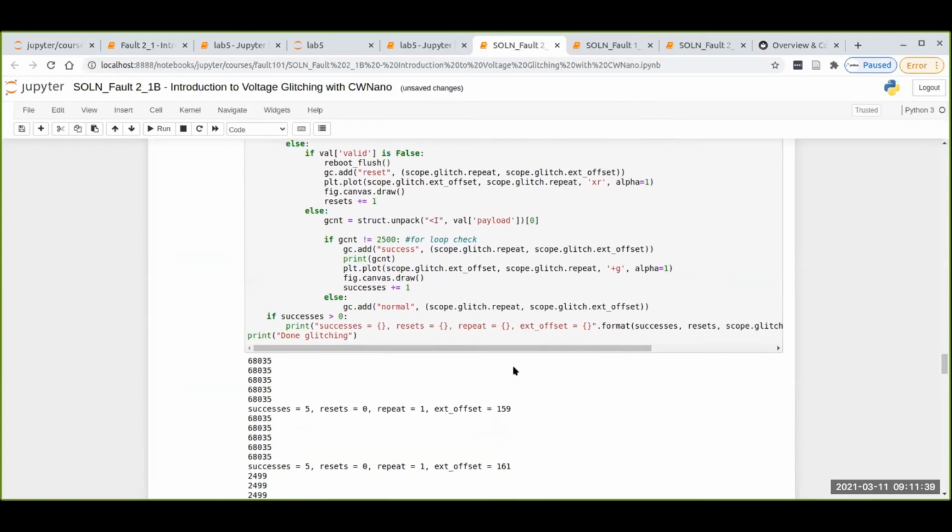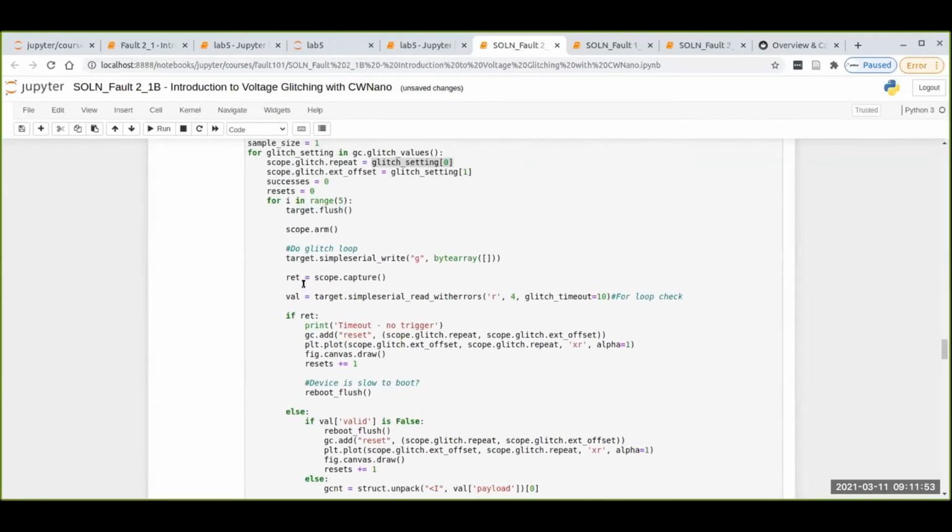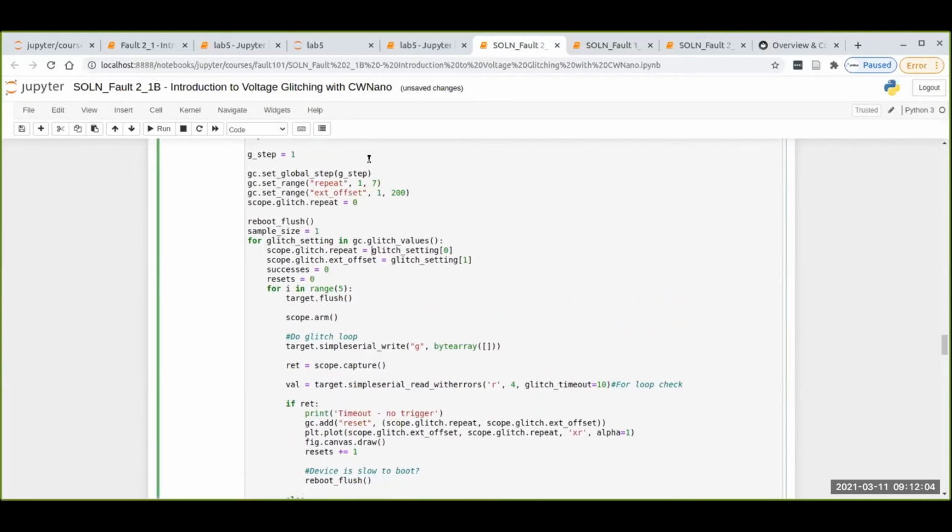So if you look at the code itself, what is being output, you'll notice this glitch setting. What I did was very bad, but I printed out that it equals 8. This glitch setting is a variable. It changes. A glitch setting for gc.glitch values.